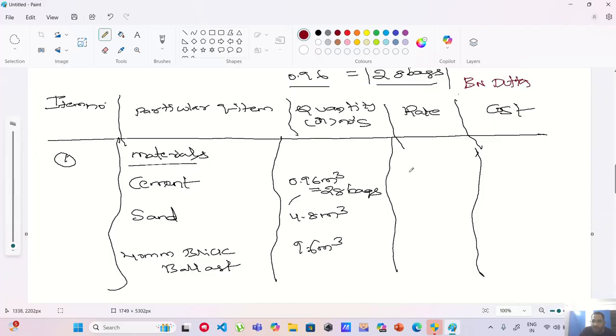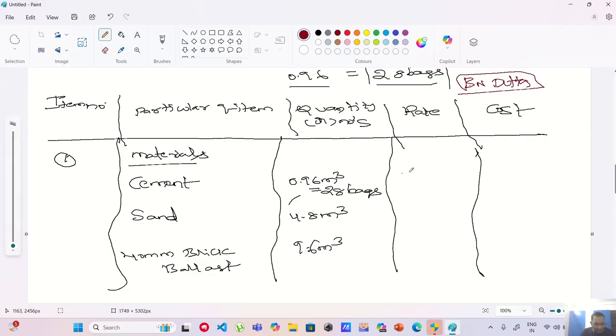In this textbook, what rates are available? I'm taking the same rates, but in the present market they will not work out. Every year the schedule rates change. Every year the SSR, standard schedule rate, is published, so you have to consider the same rate. I'm taking textbook rates from B N Datta, and Chakraborty is another textbook where rates are also available. Same rates I am taking here.